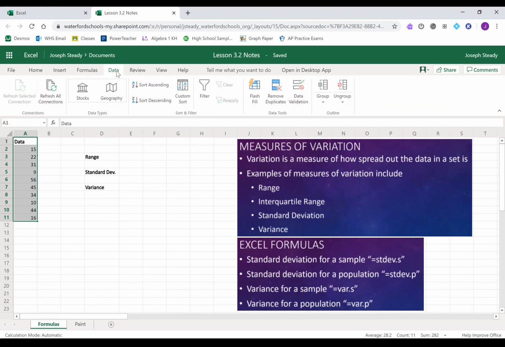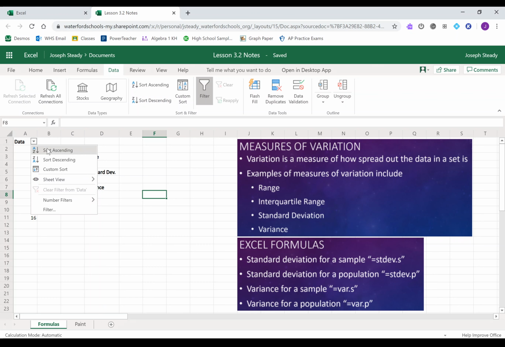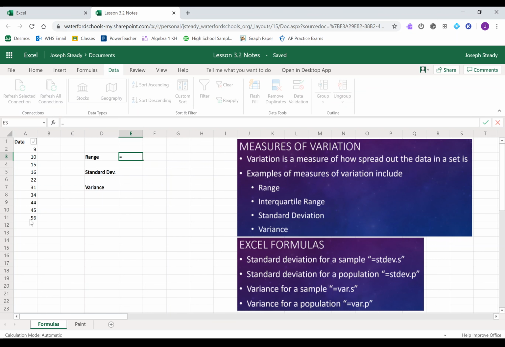So I'm going to highlight it, go to Data, Filter, and now I can sort my data ascending. We'll go from the lowest number up to the highest number. So now to calculate the range, I'm going to put an equals sign, and then click on that highest number, minus, click on that lowest number. And boom, there is my range in this data set.